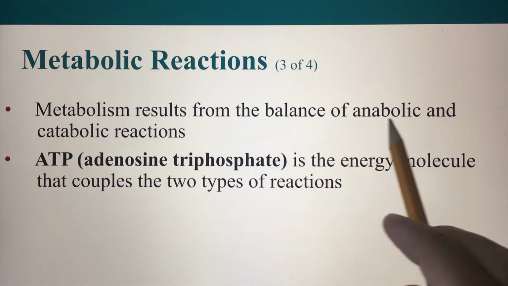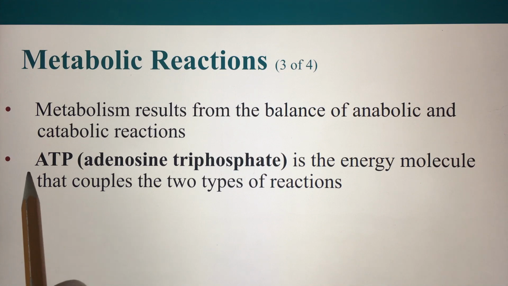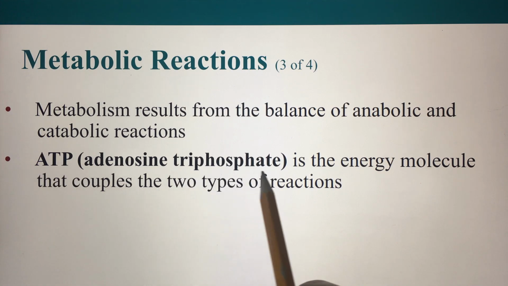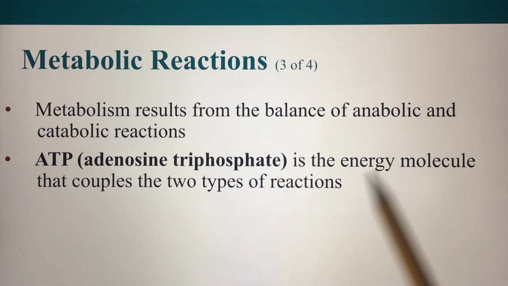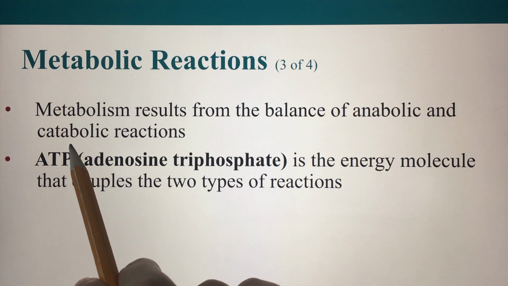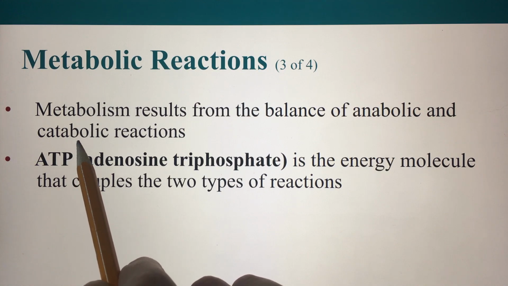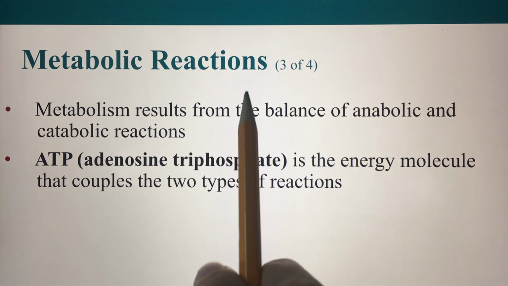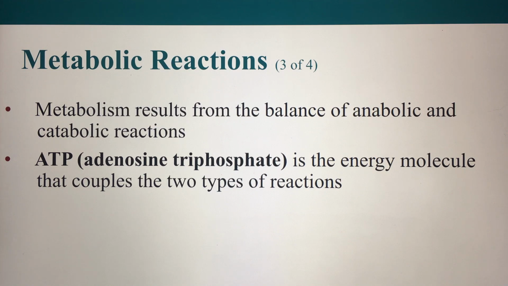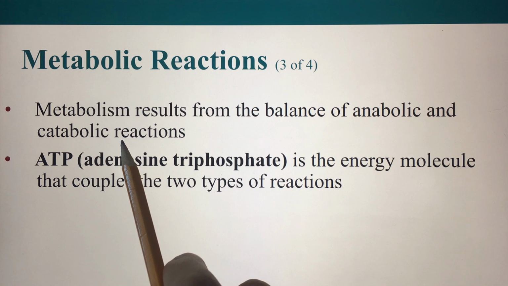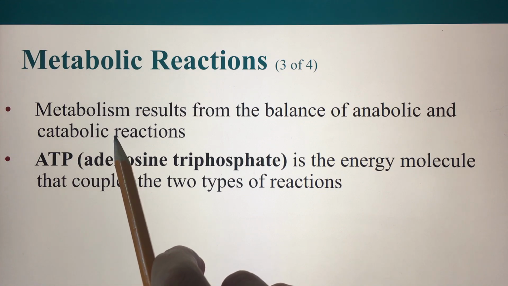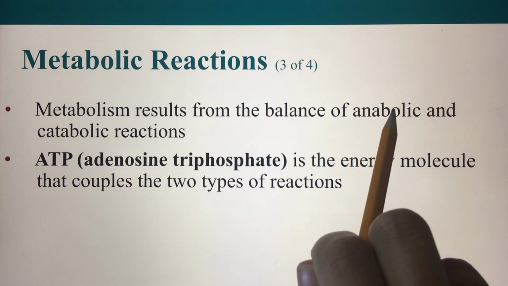Metabolism results from the balance of anabolic and catabolic reactions. There's also a molecule involved in metabolism called ATP. A stands for adenosine, T stands for tri, and P stands for phosphate. So adenosine triphosphate or ATP is the energy molecule that couples the two types of reactions. So simply put, catabolic reactions, they release energy and they also release building blocks that can be used to build things via anabolic processes. All of these processes happen in different places in the cell, and in order for the energy from catabolic reactions to reach the anabolic reaction, this is how it reaches, via ATP. So ATP can grab, in a way, the energy from catabolic reactions and deliver it to the anabolic reactions.